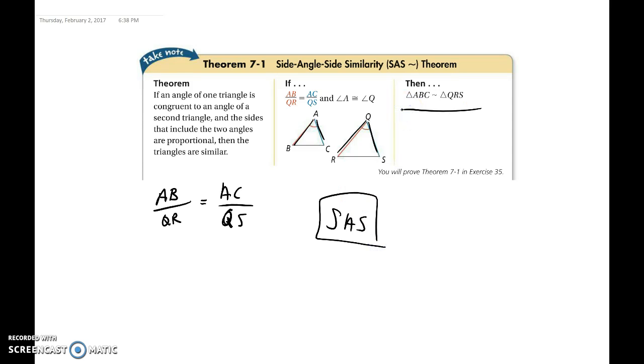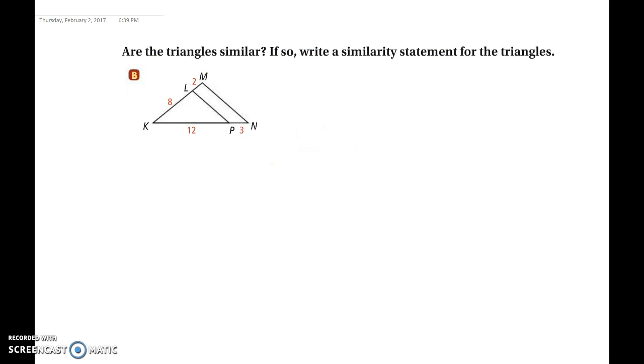All right, so then there's just one example that we're going to go through in this short video. Are these triangles similar? If so, write a similarity statement for the triangles. So first off, we know that both of these two triangles, let me highlight the one in yellow, and then the other one we'll do in blue.